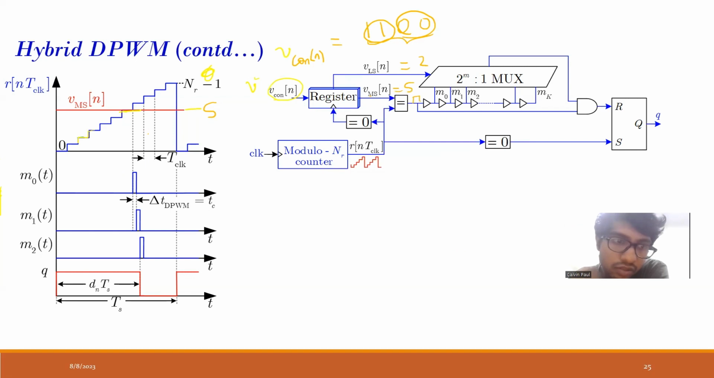At this instant, it goes high. Then it gets delayed. M0 is the actual one. Then it gets delayed by certain values: M0 delayed, M1 delayed, M2 delayed, etc.